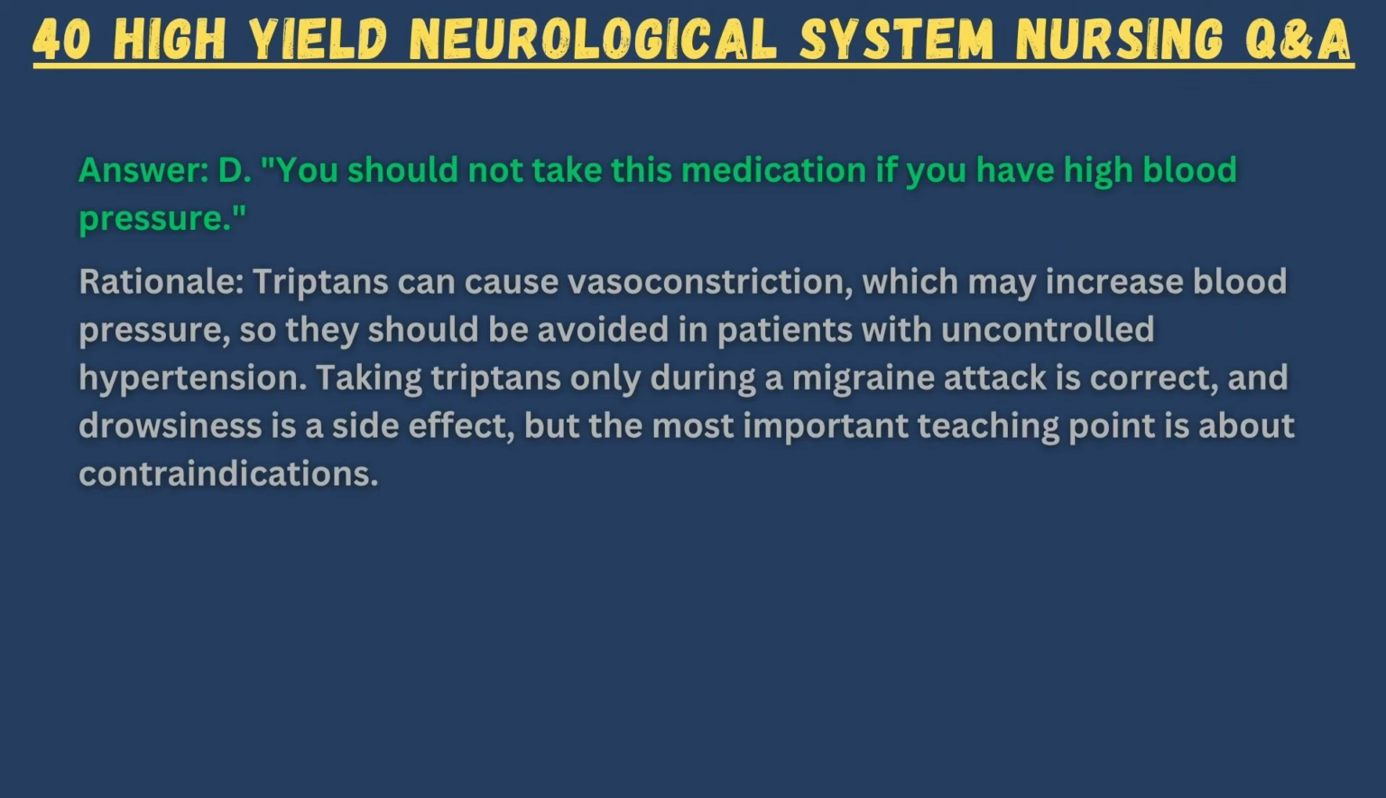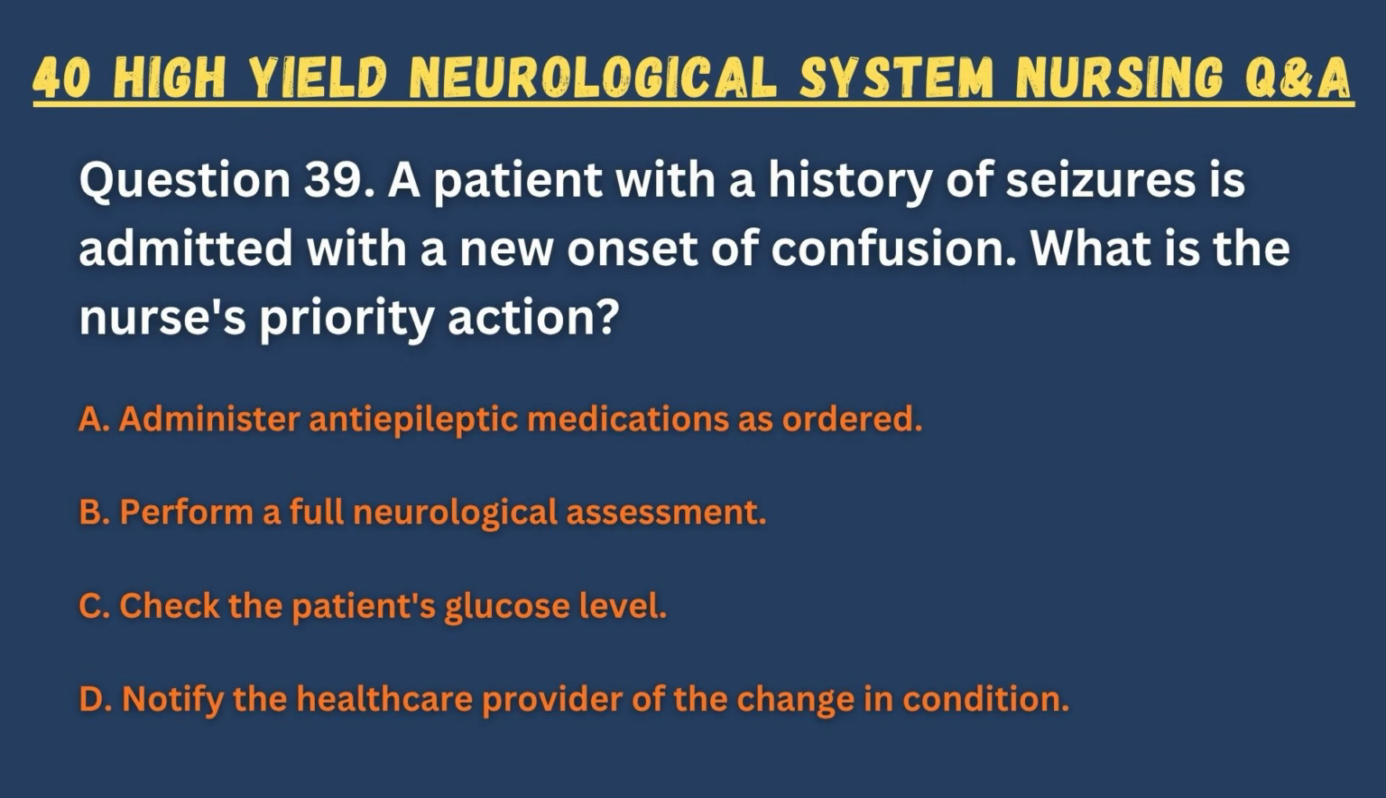Answer. D. You should not take this medication if you have high blood pressure. Rationale. Triptans can cause vasoconstriction, which may increase blood pressure, so they should be avoided in patients with uncontrolled hypertension. Taking triptans only during a migraine attack is correct, and drowsiness is a side effect, but the most important teaching point is about contraindications.